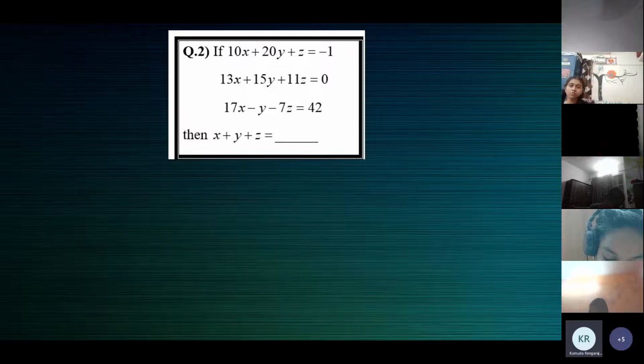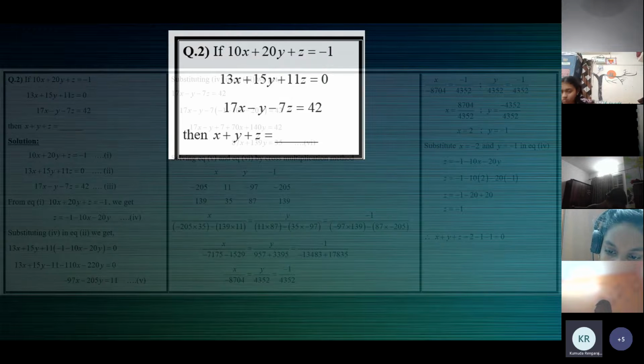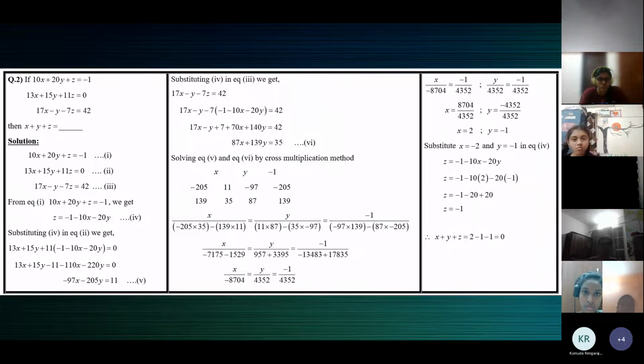Okay, we cannot spend more time on this. Anybody close to the answer? Got the value of x or y or z? Okay, let me show you the answer. The value of x plus y plus z is 0.